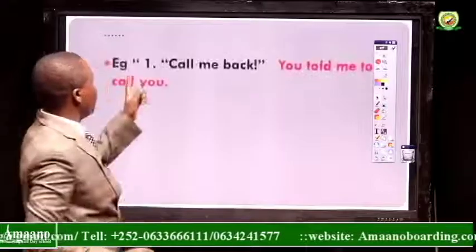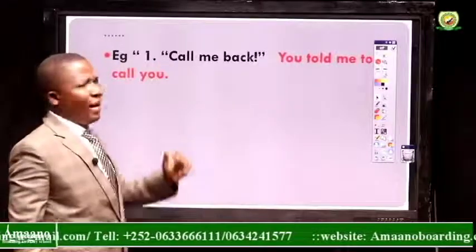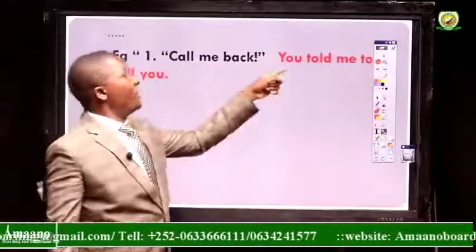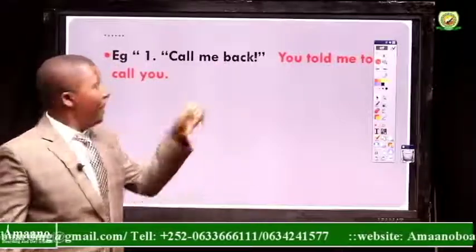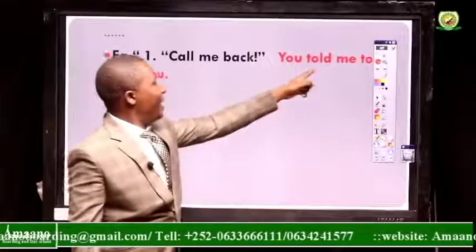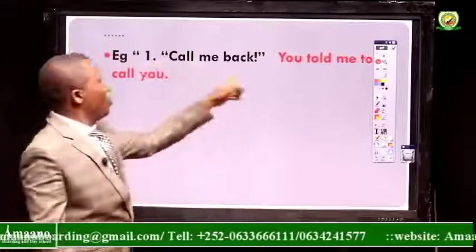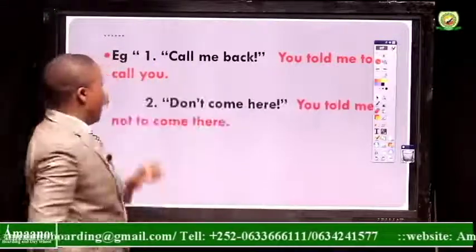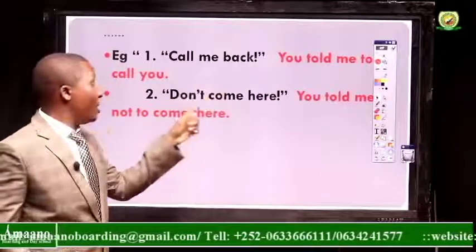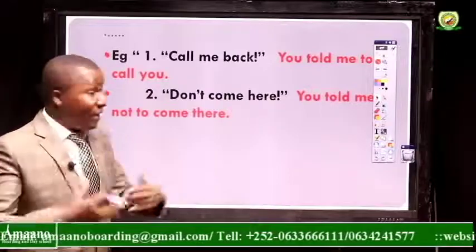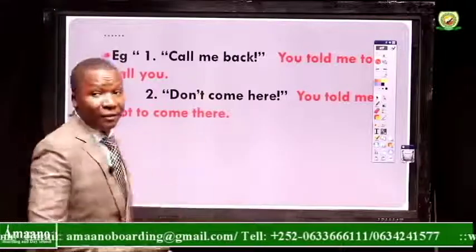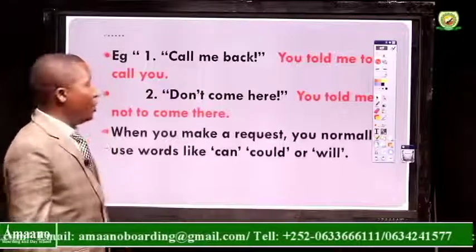Let's look at an example here. Call me back. Remember that one is direct speech. Now let me report that: you told me to call you. This one, call me back, is imperative, but here I'm using the infinitive verb. Another one: don't come here. Remember these are orders. When I'm reporting, I'll say you told me not to come there.